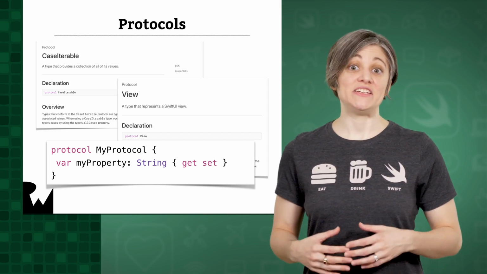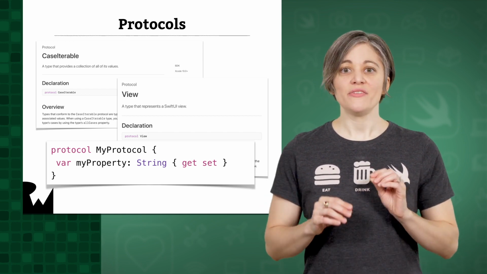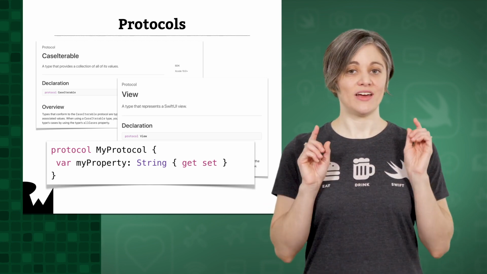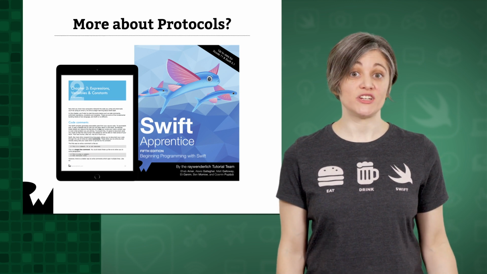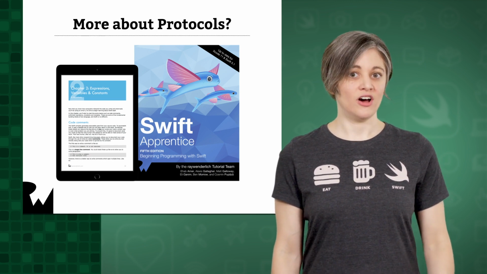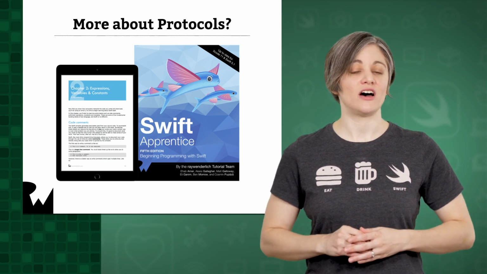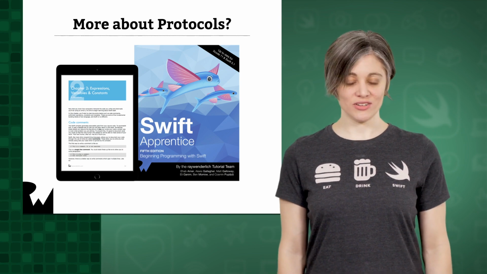Now, this is actually a deep topic, and we can't cover everything about protocols in this course. But now that you know about class inheritance, we can go over the similarity between that concept and protocols. Then, if you're interested, you can do more research into advanced usage of protocols. Our book, Swift Apprentice, has 2 chapters on protocols, which cover some topics not covered in this course. Now let's compare class inheritance and protocols.